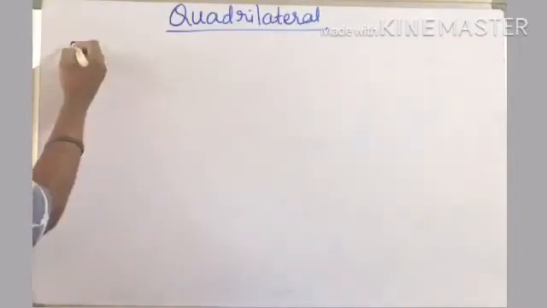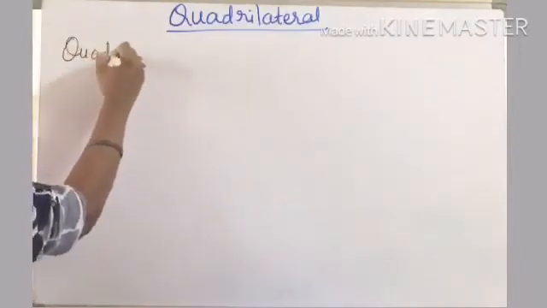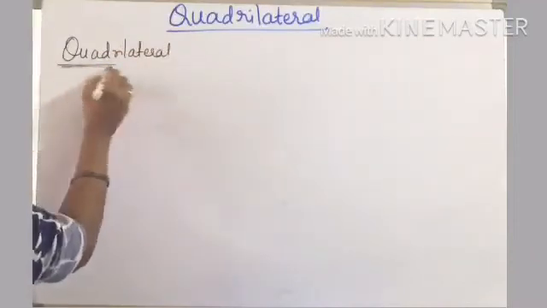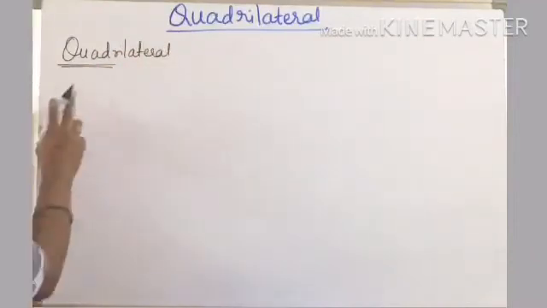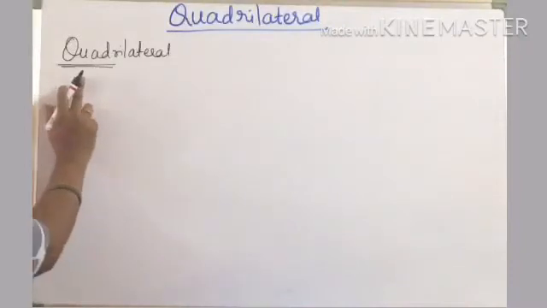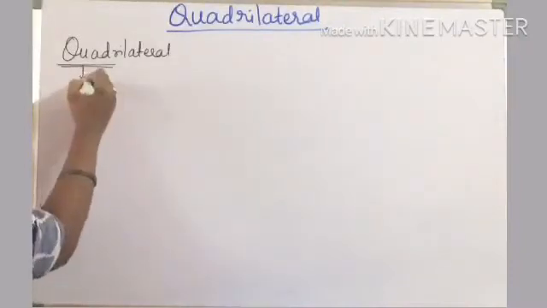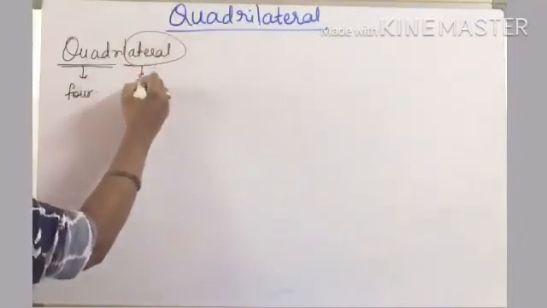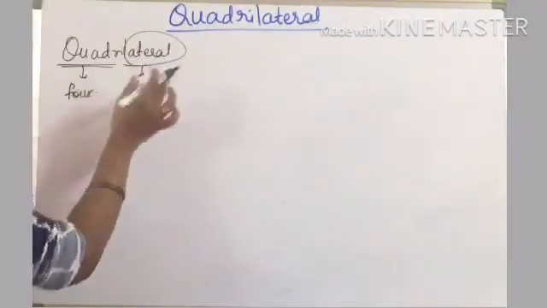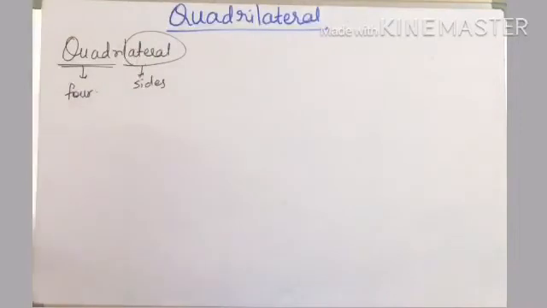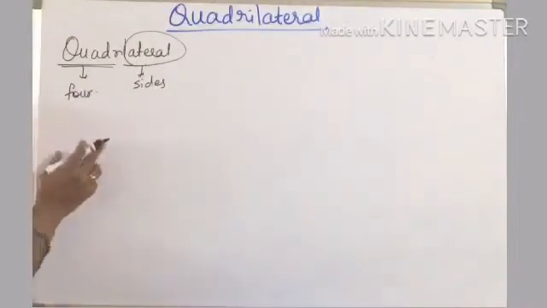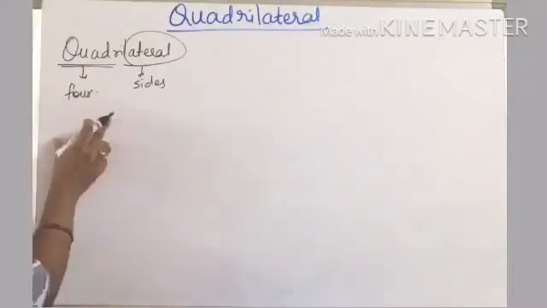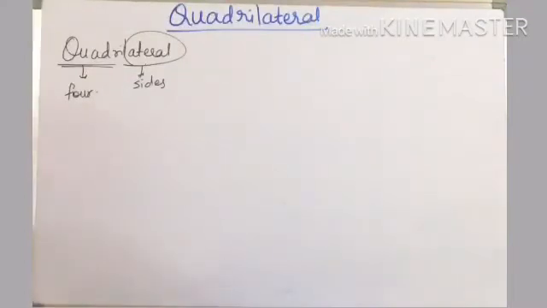In quadrilateral, the word quad. What is meant by quad? It originated from two Latin words, meaning four. And what about laterals? It means sides. So overall, a quadrilateral is nothing but four sides. In geometry, a quadrilateral can be defined as a closed two-dimensional shape which has four straight sides.